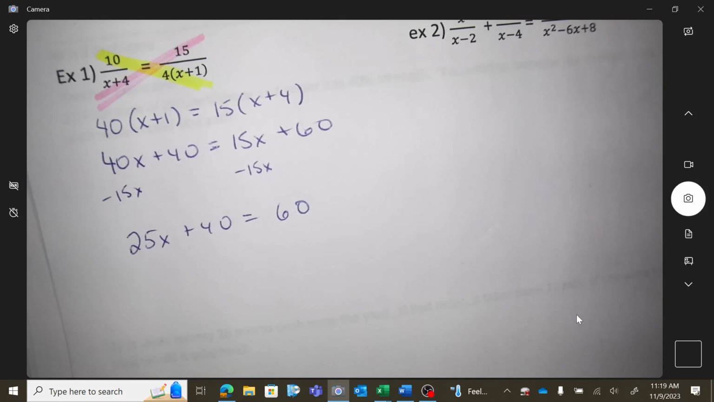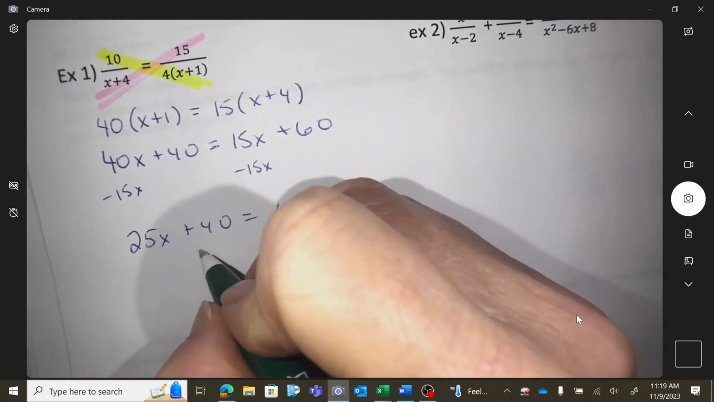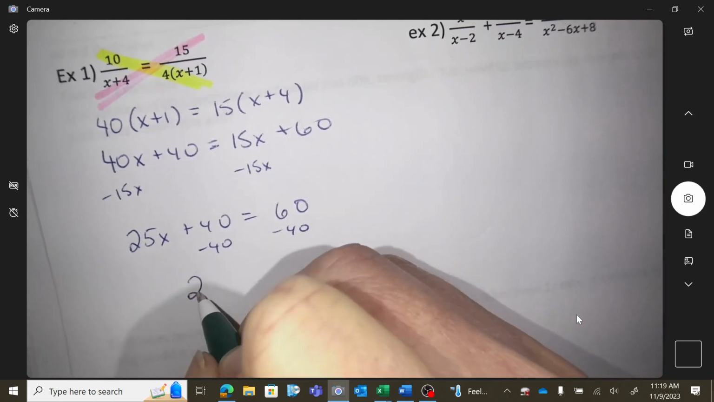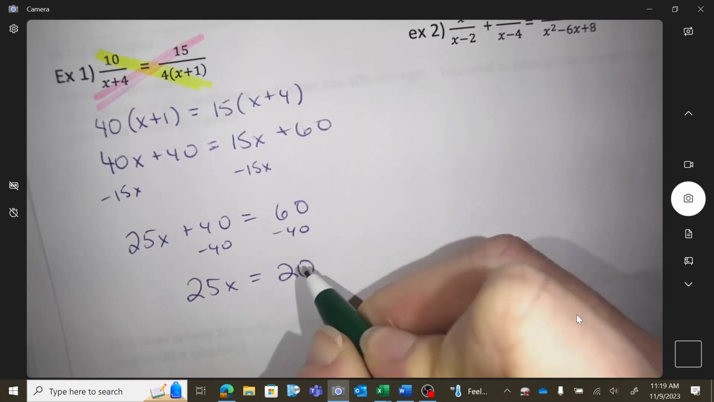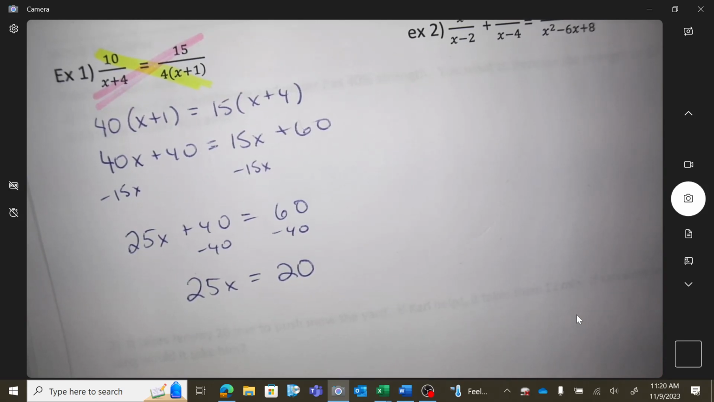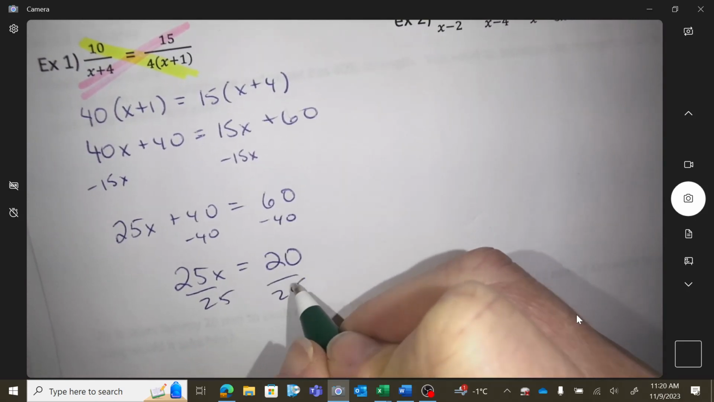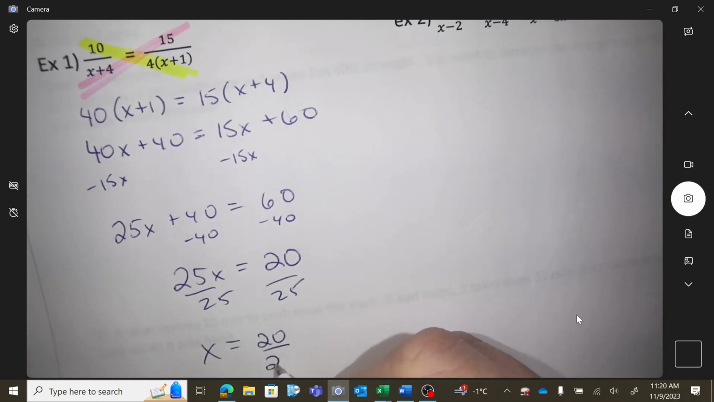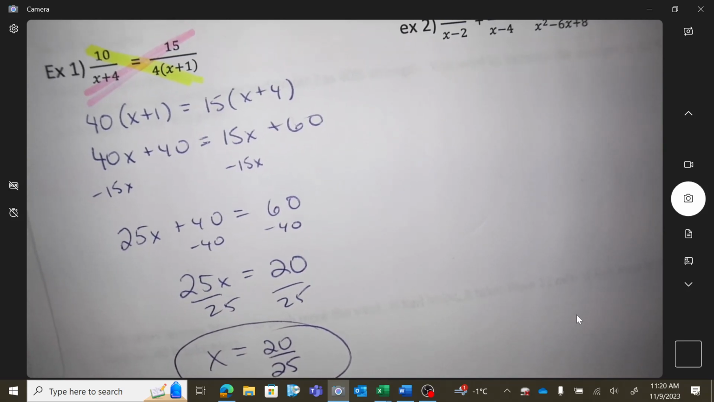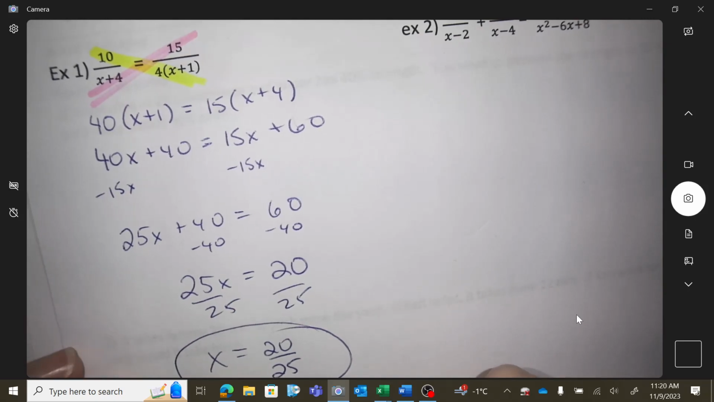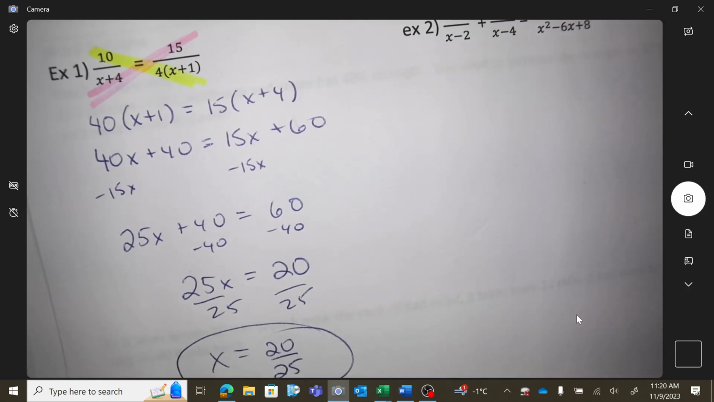Now, what's your next algebraic attack? Subtract 40. Was that your pick? Divide. Okay, done. You don't need to make it any different than that. That's fine. If you had made it a decimal, if you had made it a reduced fraction, that's also good. But I'm just happy you just leave it like that.